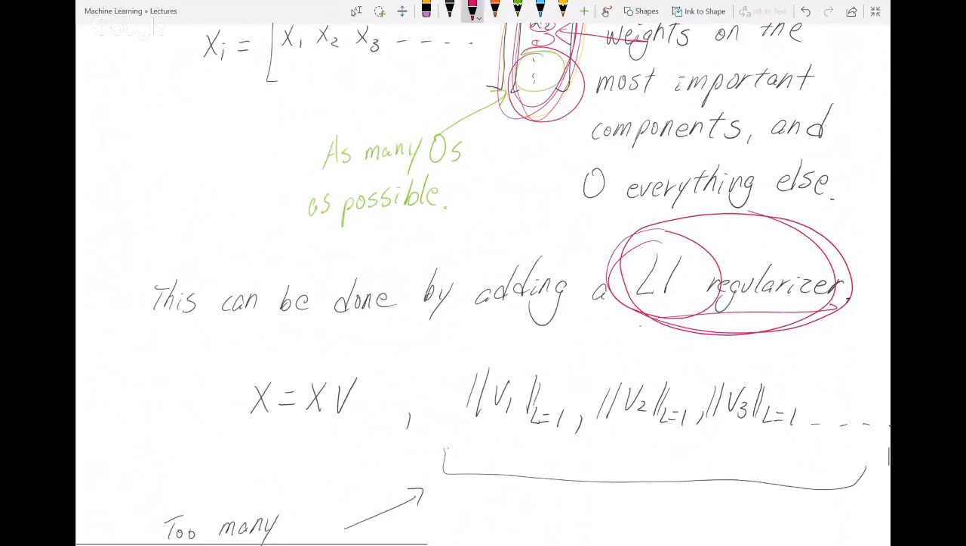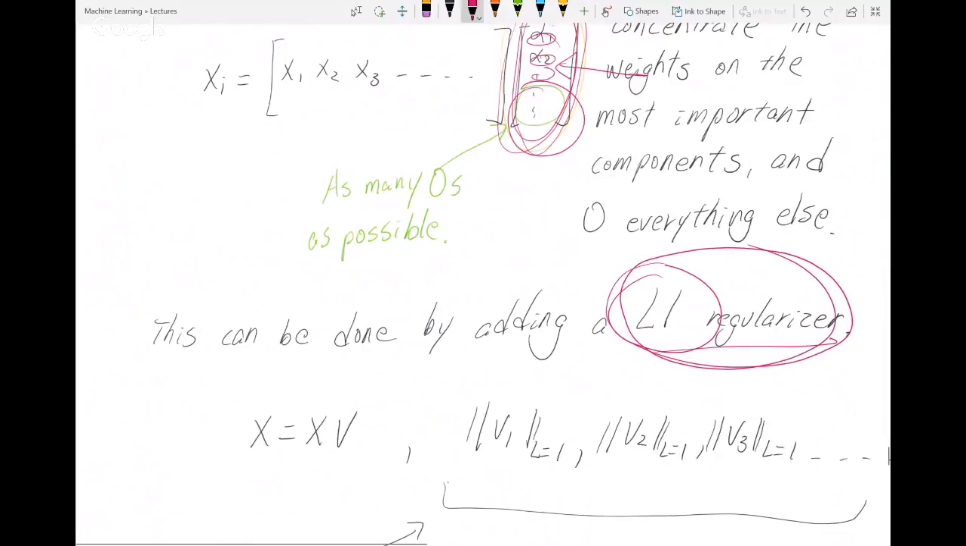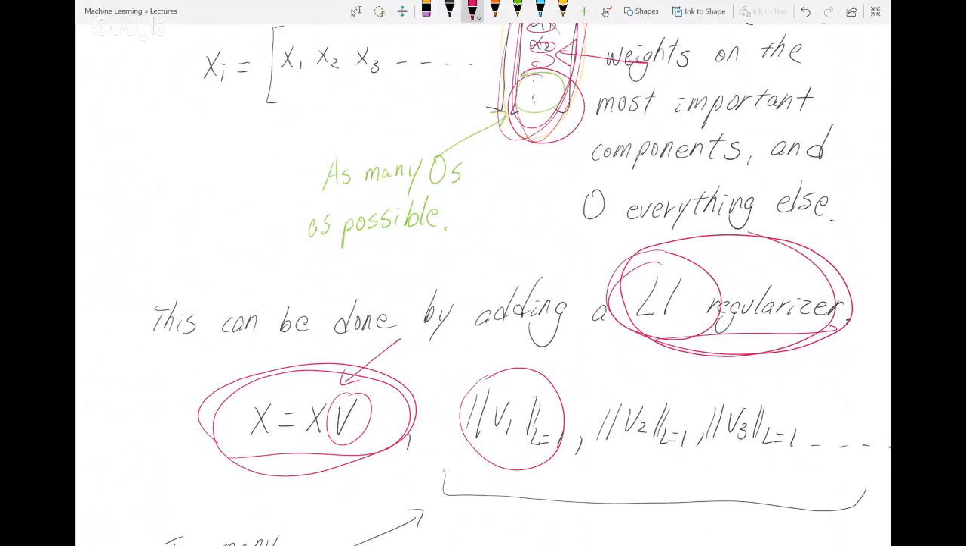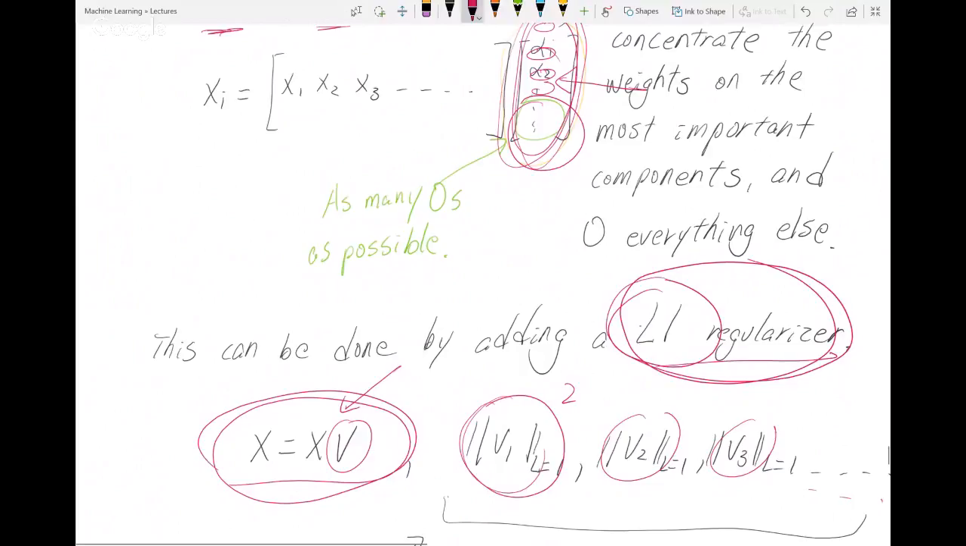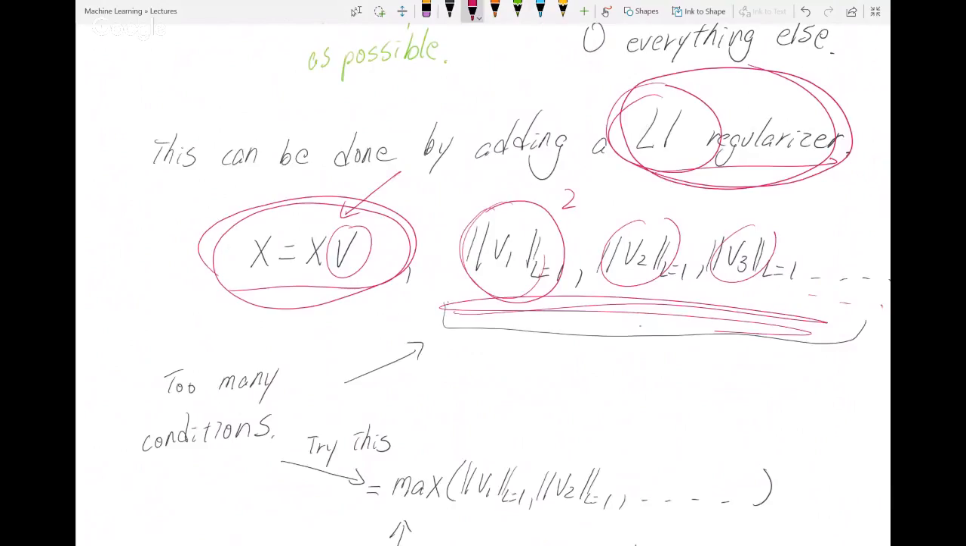So what we want to do is we want a solution V that satisfies this, and we want to minimize the L1 for the first vector, second, third, fourth, and so on and so forth. For every single one of them, we want to minimize the L1. So this is the second condition.